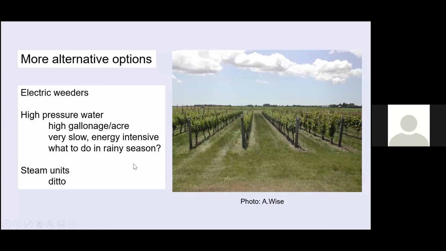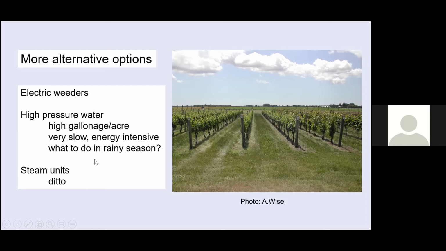There are all kinds of other options being examined. Lynn Sosnowski, who is a weed scientist at Cornell University, is on a project with some folks on the West Coast. They're looking at electric weeders. And I'm sure over the next year or two that you'll hear more about their project. There was a grower in Long Island that used this high pressure water unit.